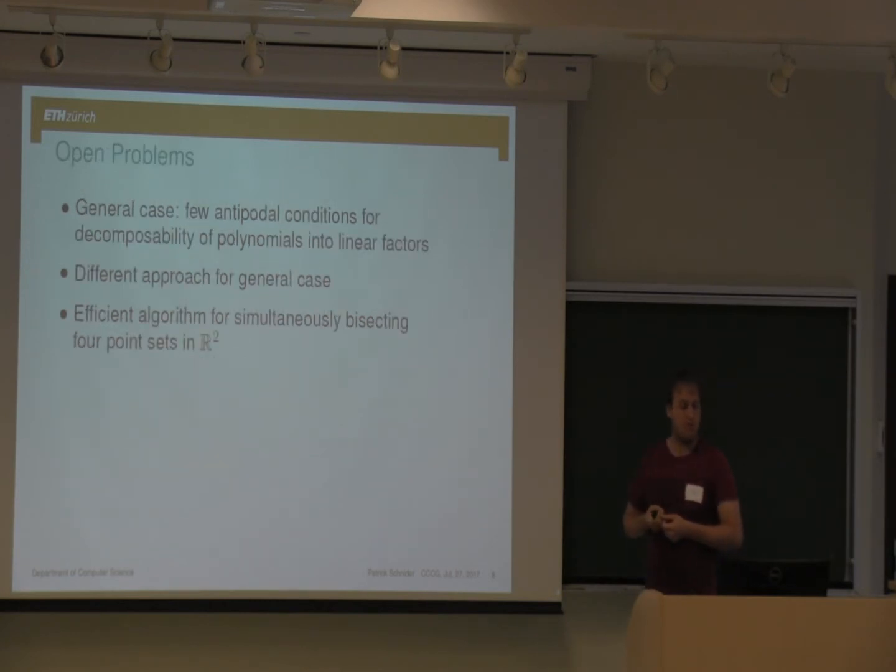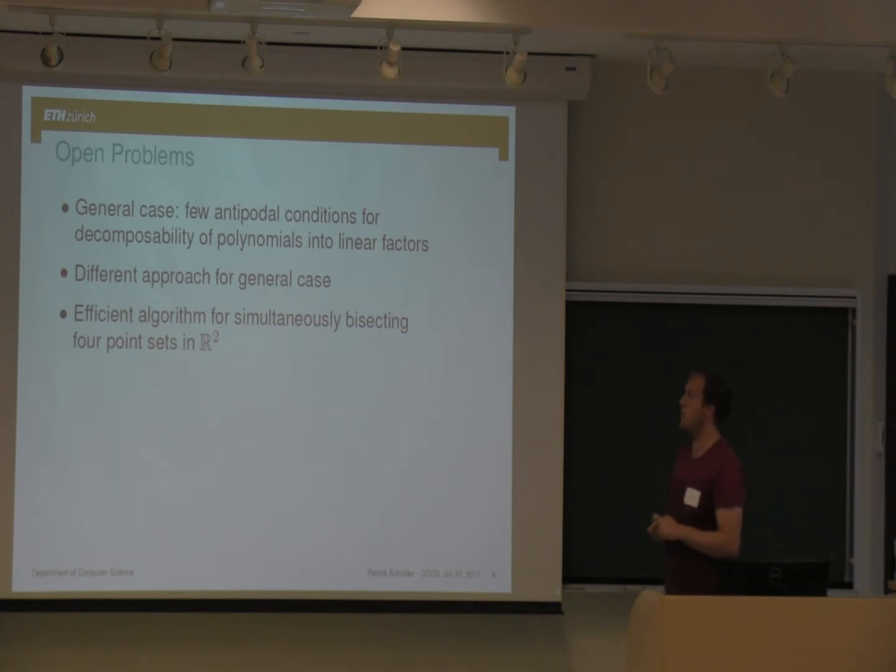Yeah, so for the open problems, of course, the general case: are there such antipodal conditions, and few of them, such that we can enforce these degeneracies? If we can find those, we can prove the general case. Are there different approaches to prove the general case? So are there some different versions of the Borsuk-Ulam theorem that we might be able to use? And we're actually looking into this. It's not yet completely written up, but we have some promising results that might generalize this to at least even dimensions.